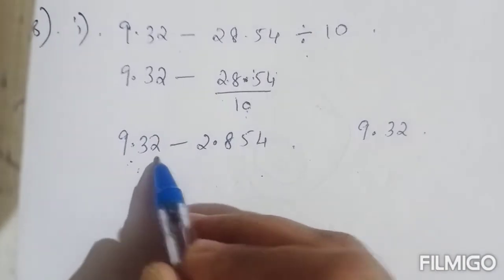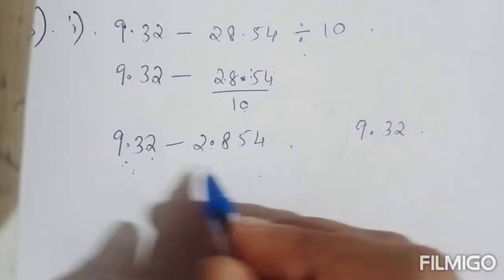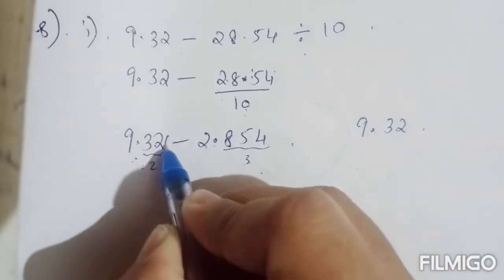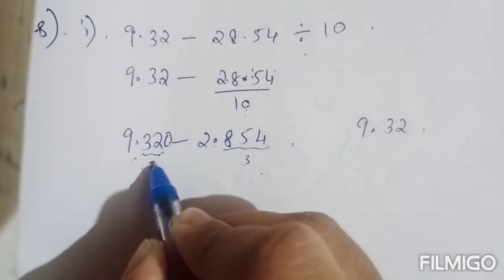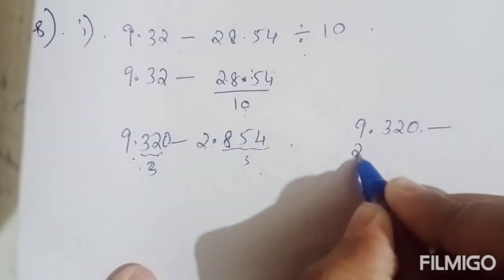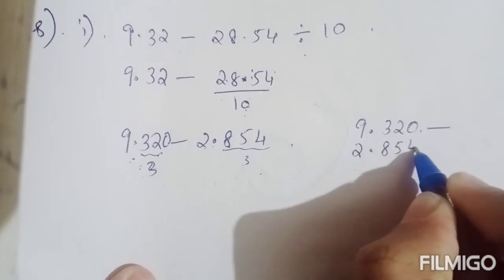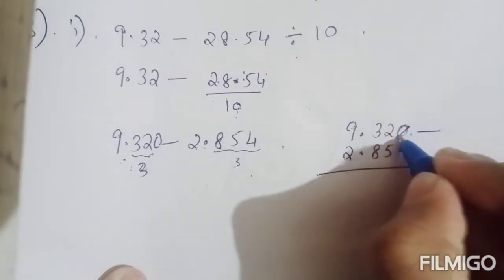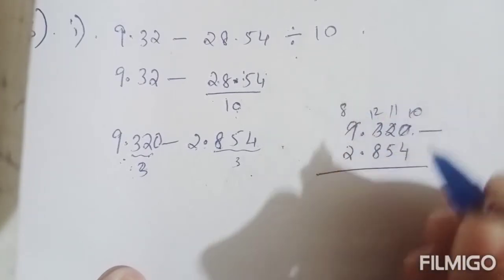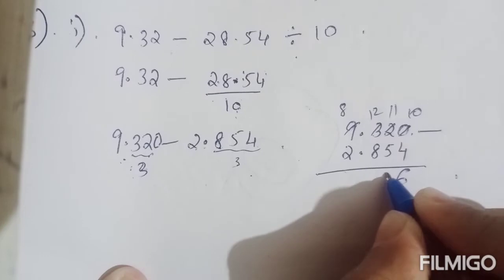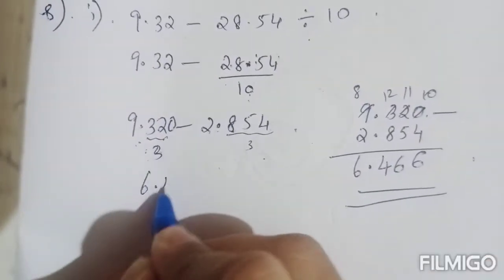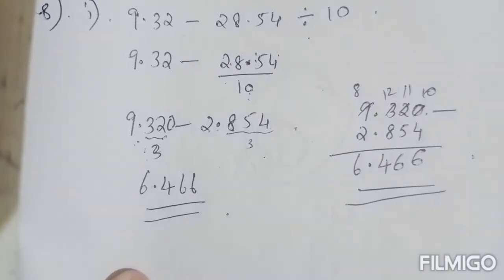So 9.32 and 2.854. Here 3 decimal places are there, here only 2. So you can put 0 here. Then it will be 3 decimal places. Okay, so 9.320 minus 2.854. So doing subtraction, you will get 6 here, again 6, here 4, here 6. 6.466 will be the answer.